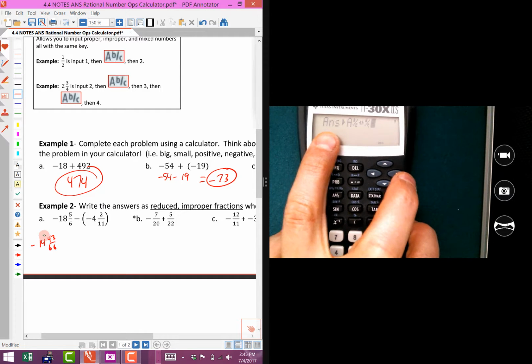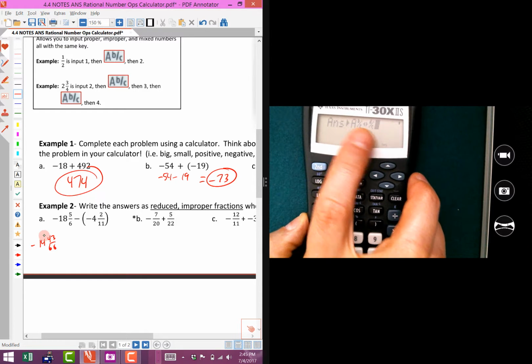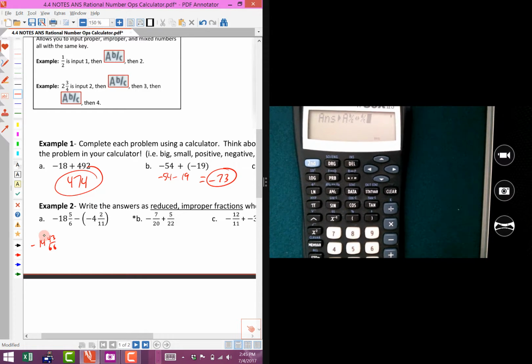It says take the answer and change it from mixed number to fraction or fraction to mixed number. So the cool part is it knows which it needs to do. So we're going to go ahead and hit enter. It takes its time, and it gives us an answer of negative 967/66. Okay, and that's the right answer.